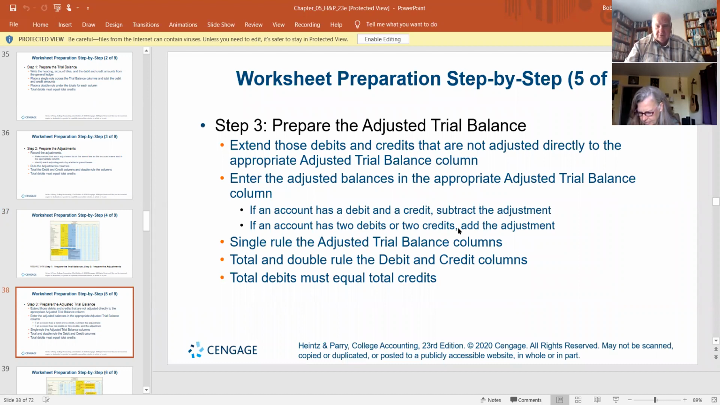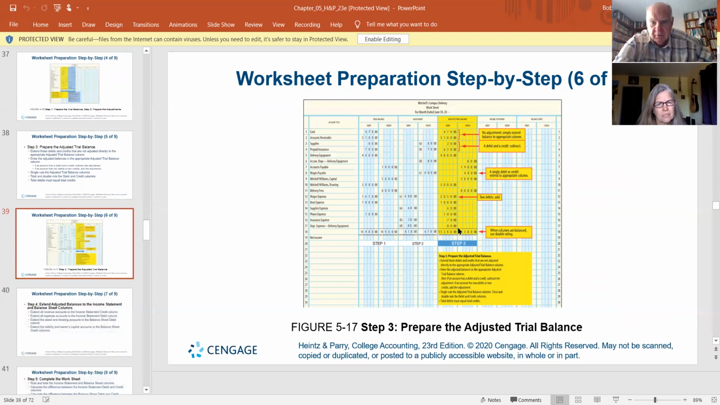So that takes us through the hard part. Now we prepare the adjusted trial balance. Extend those debits and credits that are not adjusted directly to the appropriate adjusted trial balance. Okay, and here we go.